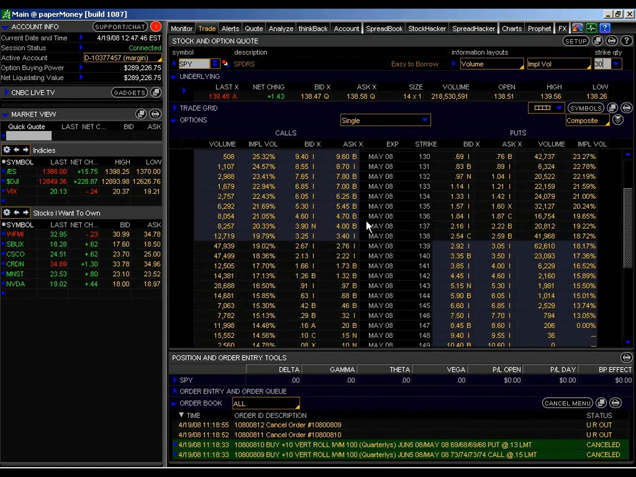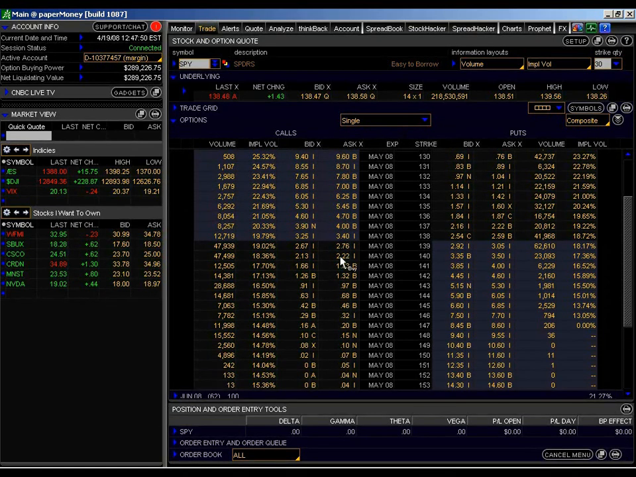So if you were doing something that was out of the money, then on the call side, you're going to be looking at any of these calls over here. If you're looking to do something on the put side and you want to do something out of the money, then you want to take a look at the options on this side.